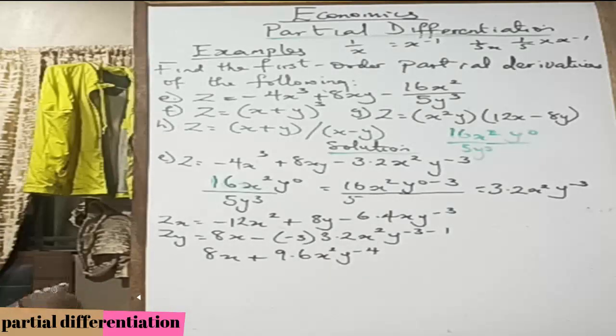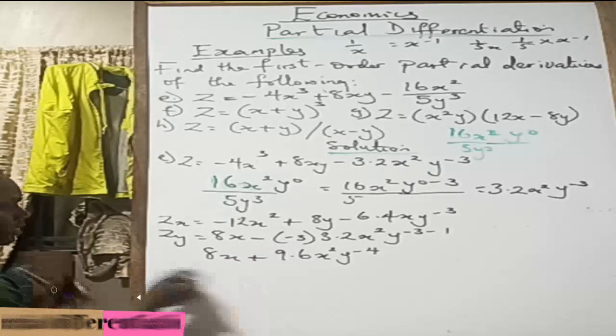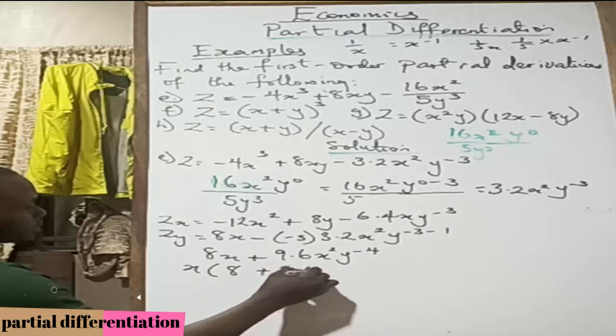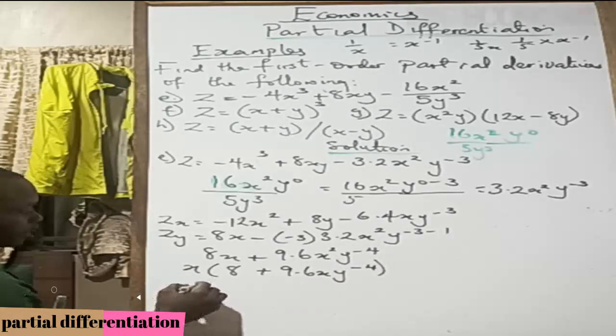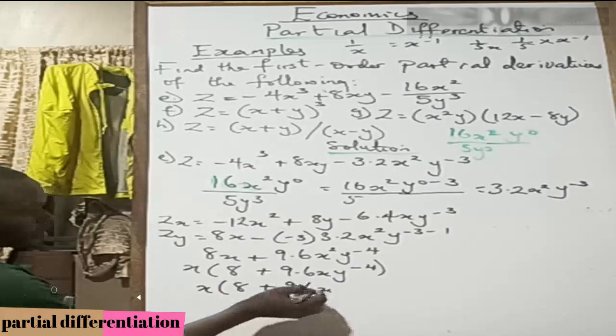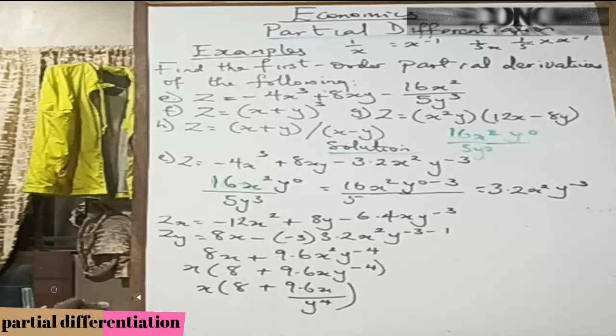Okay, so that's it. I think this is easy enough to understand. You can collect like terms, you can take x out, and you can leave your answer this way. So you could have x into brackets 8 plus 9.6x, with y raised to power minus 4. It is only this one that is divided by y raised to power 4. So please don't divide the whole thing by y raised to power 4. So that being said, let's go to the next one.